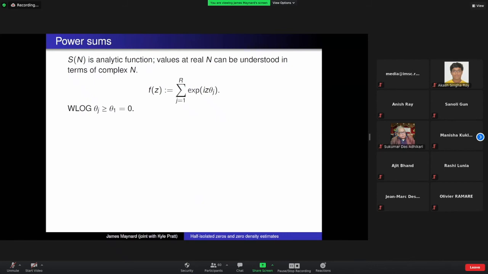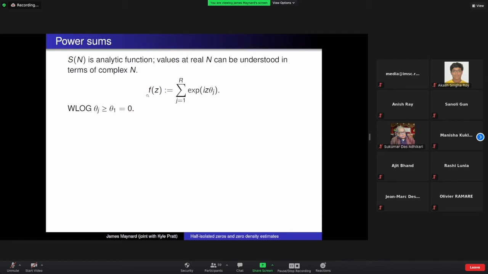So maybe I'll go through this relatively quickly, but the idea behind this power sum lemma is that since S of n is essentially an analytic function in n, we can understand S of n in terms of complex values of n. Just the basic principle that if you want to understand an analytic function, you can understand it on a wider complex domain and that gives lots of information about values within the complex domain.